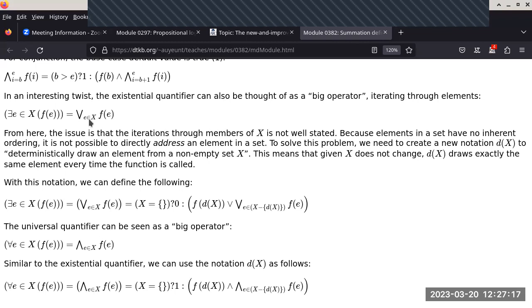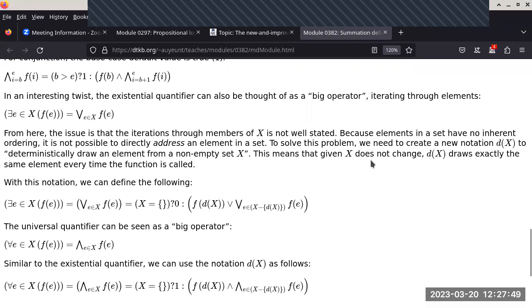But we don't have a way to iterate through it, because things are not inherently ordered in a set. We cannot say the first thing in the set, the second thing in the set, the third thing in the set, because they're not ordered, okay? So how can we express the fact that we're performing the same operation on all the different elements of a set? We do not have the vocabulary to express that. Until I invented the D of X notation.